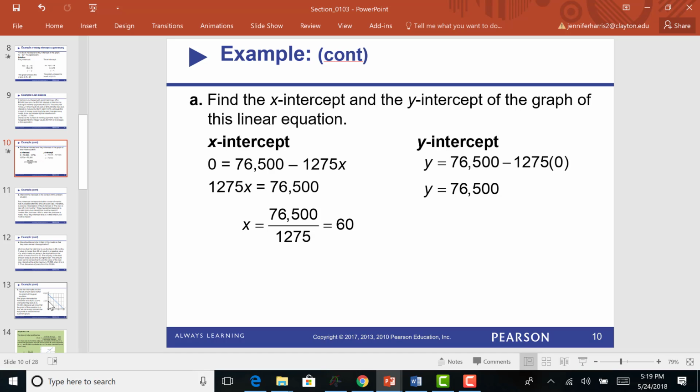Well, did you already see that in the equation? Didn't you see it in yours? Look at your Desmos. What was the x intercept? 60, zero. What was your y intercept? 76,500. We already saw those from the graph. This is just showing you again, you could do it manually by plugging in a zero for the X or a zero for the Y, and you'll get the same solution.